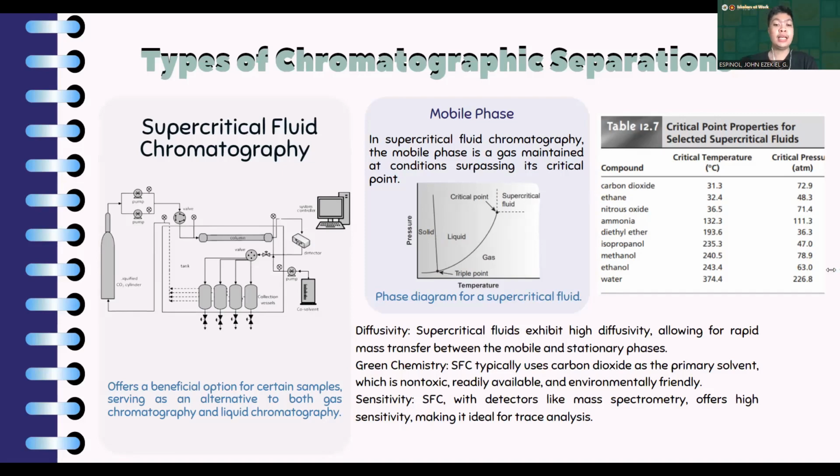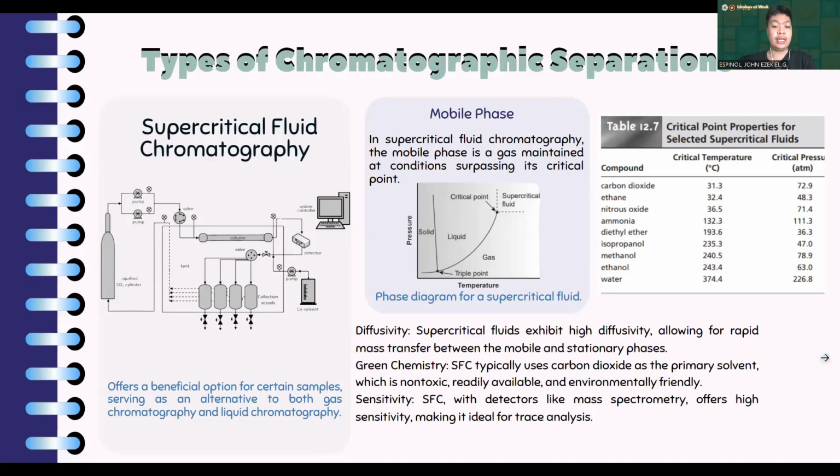For its mobile phase, a supercritical fluid is a substance that exists at a temperature and pressure above its critical point. At this critical point, the distinction between the liquid and gas phases disappears, and the substance exhibits properties of both phases. Specifically, it possesses densities and solvation properties that are intermediate between those of a gas and a liquid.